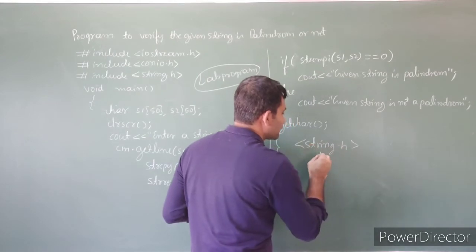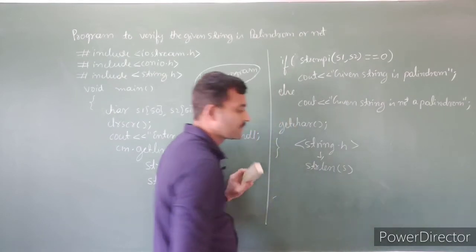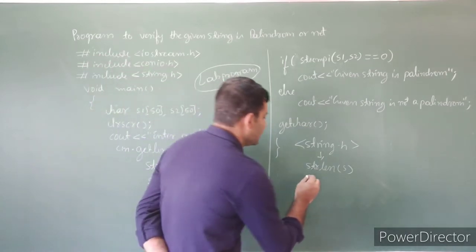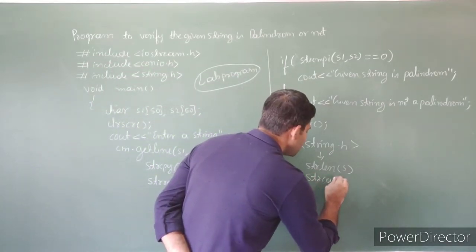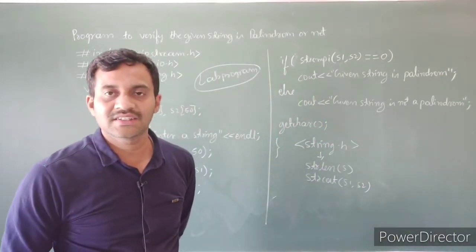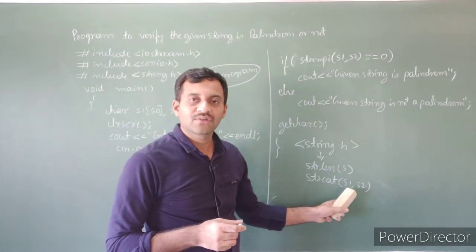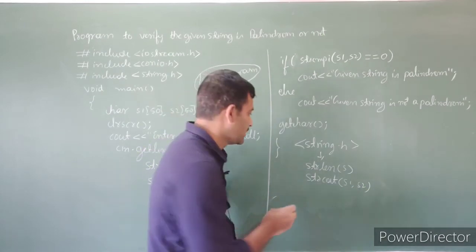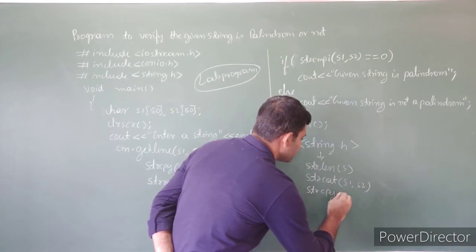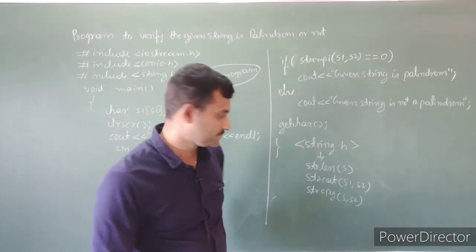Let's list the functions that belong to the header file string.h. First we discussed strlen of s, used to find the length of a given string. Then strcat of S1 comma S2, used to concatenate. CAT stands for concatenate. Here the S2 content is appended to S1. Then strcpy of S1 S2, used to copy the content.